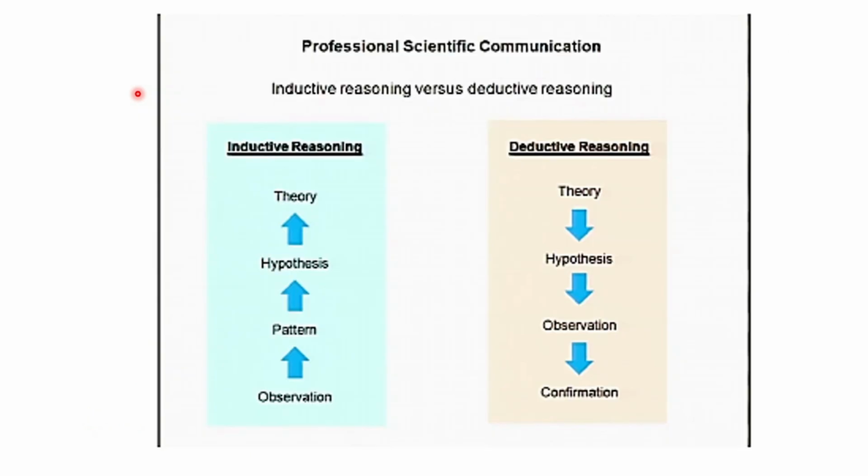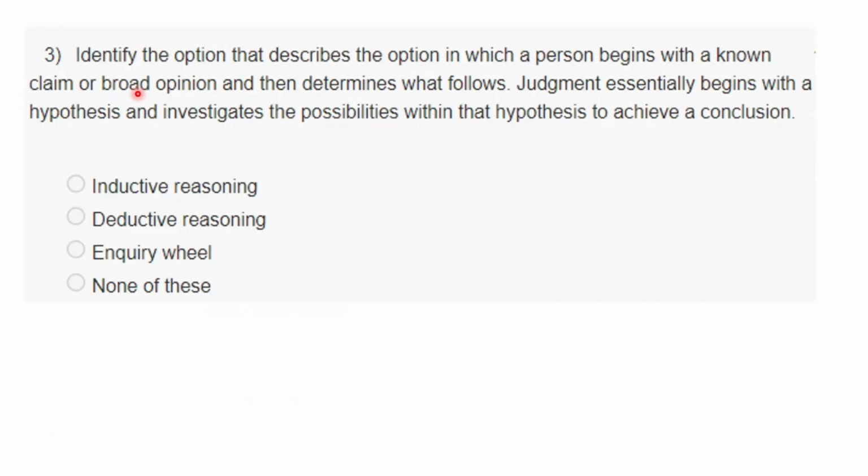Identify the option that describes the option in which a person begins with a known claim or broad opinion and then determines what follows. Judgment essentially begins with the hypothesis and investigates the possibilities within that hypothesis to achieve a conclusion. Which one do you think is the right answer? In which kind of reasoning do we begin with the hypothesis? Anyone?